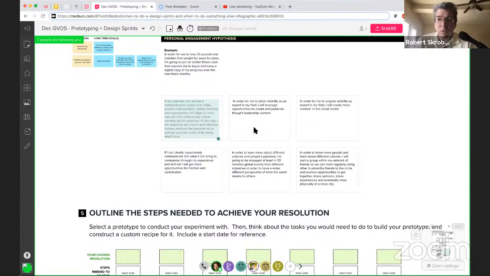I will start a group within my network of friends so we can meet regularly, bring other trustworthy friends to the circle, explore opportunities to get it. Okay, these all look really good.